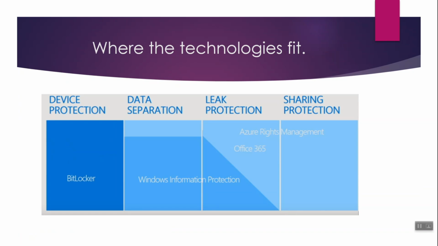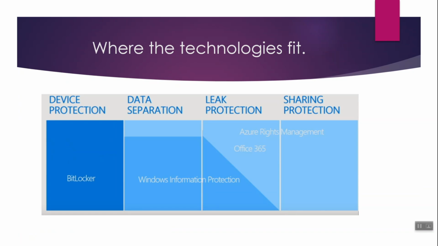Then comes leak protection. Leak protection, as in, let's just say that users are using their same old routine job and they unwillingly leak the data. That is, they unwillingly copy paste the data from a corporate document to a personal document. WIP would help us achieve the same. There are many other softwares as well which can help us in stopping the leakage of data.